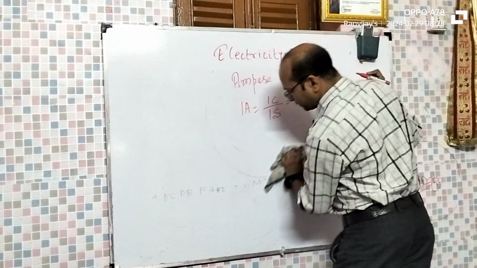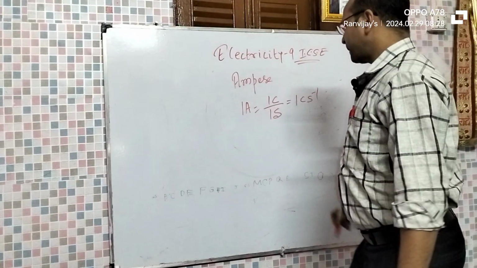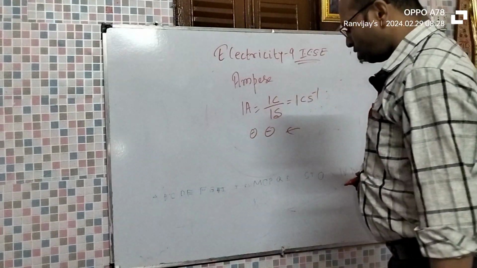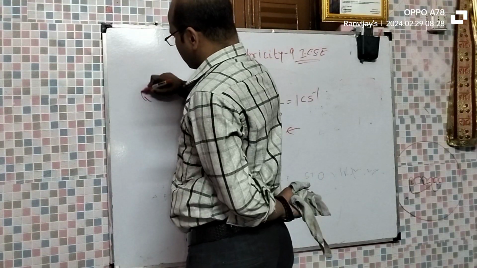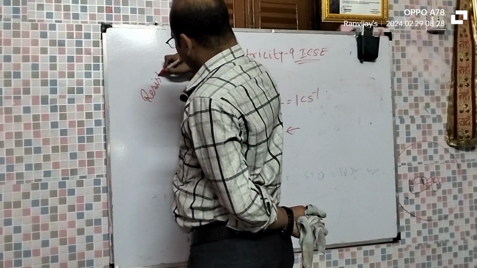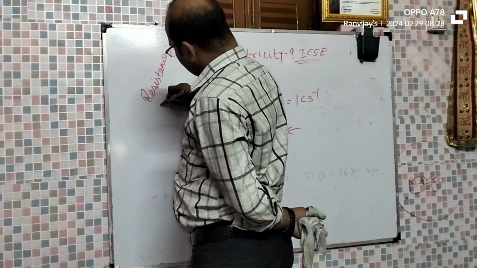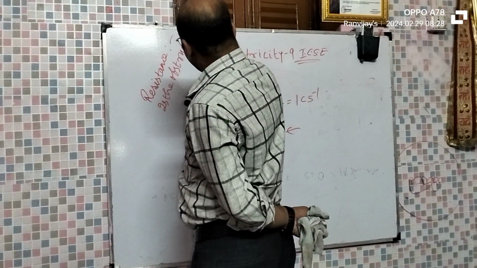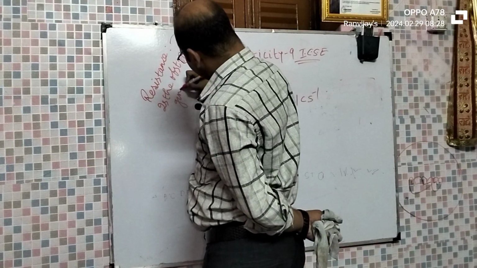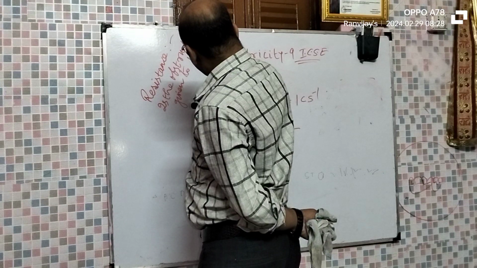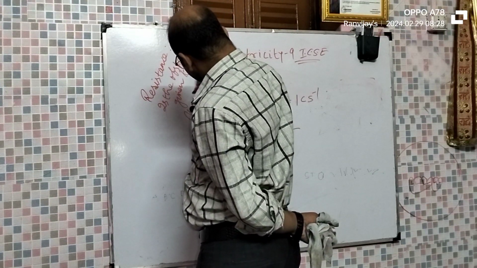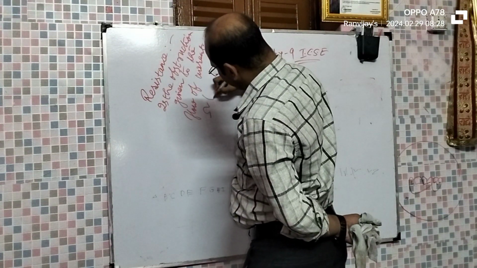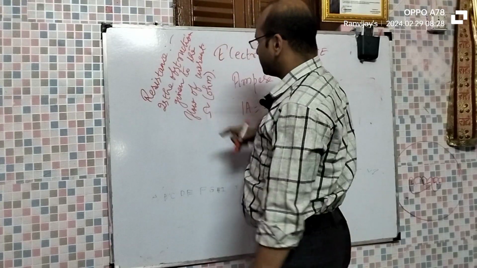Now when the current flows, there is obstruction given to the flow of current. This obstruction which is given to the flow of current is called resistance. So what is resistance? Resistance is the obstruction given to the flow of current. Its SI unit is ohm, denoted by this symbol, which is called omega.